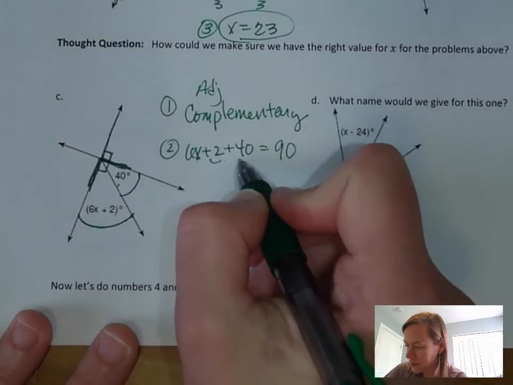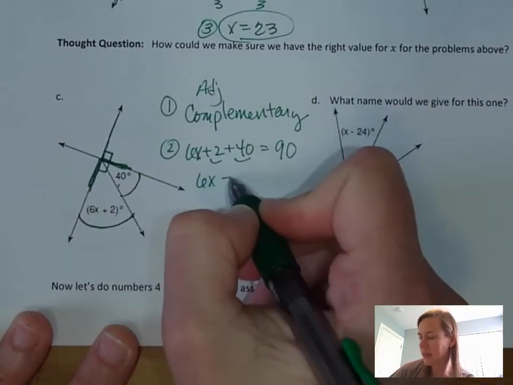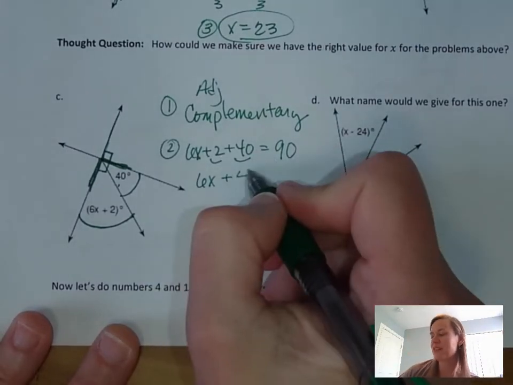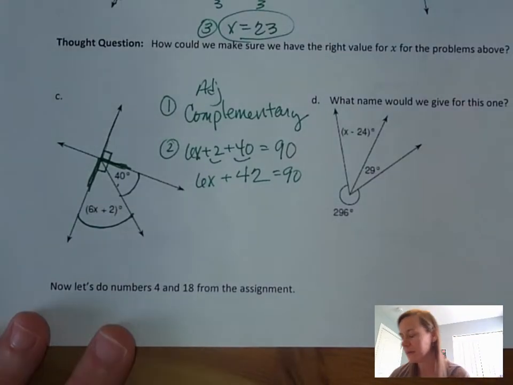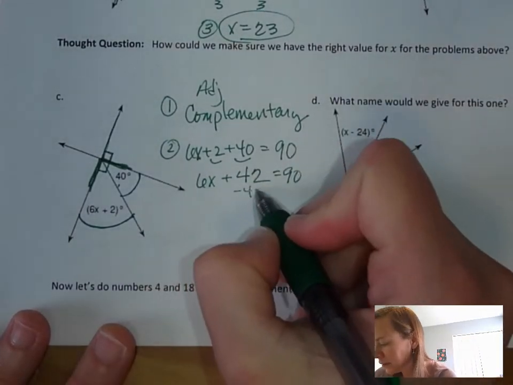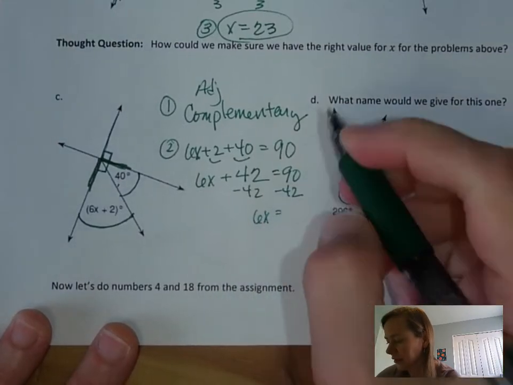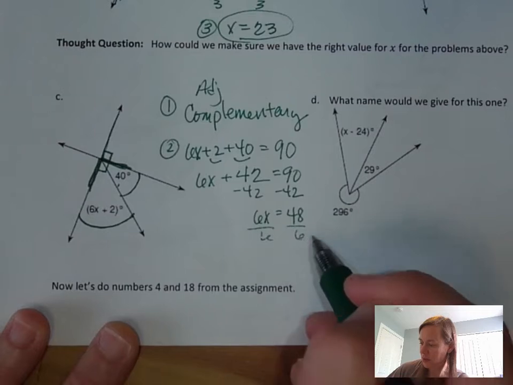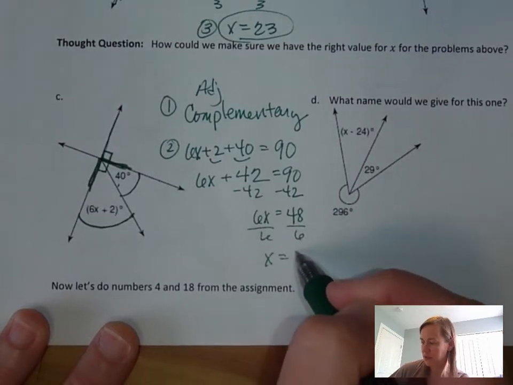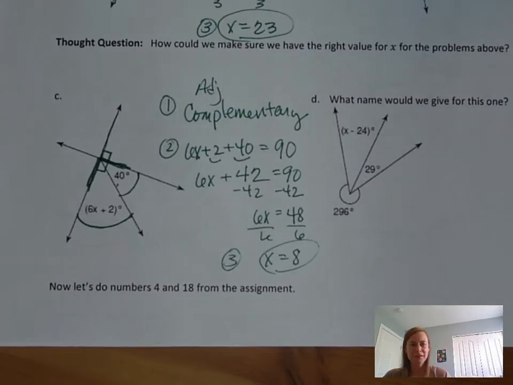All right, and now all we do is solve. Let's combine our like terms. We've got some constants here, the 2 and the 40. So I'll bring down the 6x, and then I'll add the 2 plus 40, which gets to be 42, and that equals 90. Now let's keep solving by subtracting 42 from both sides. We're going to get 6x equals 48, and then divide by your 6, and you'll be left with x equals 8. And that's your step 3, solving for x.